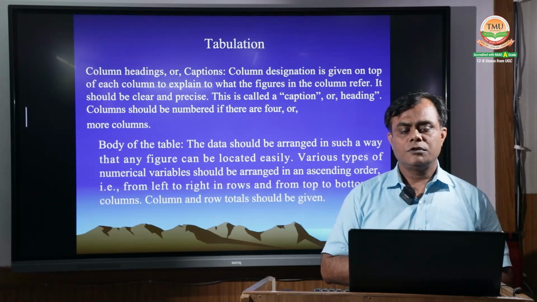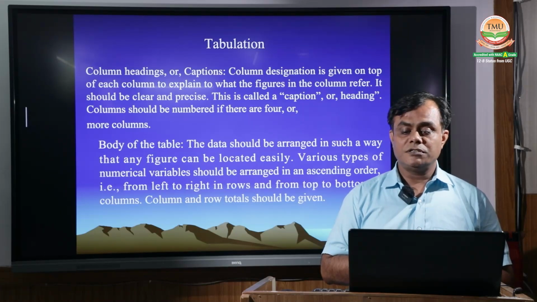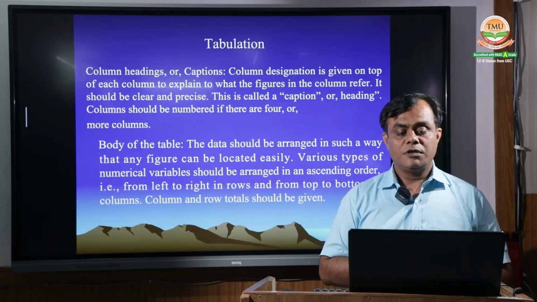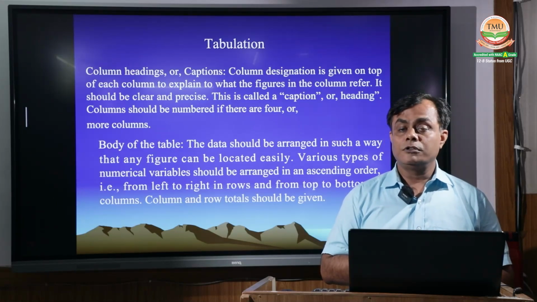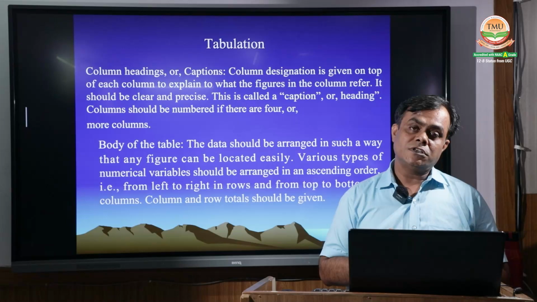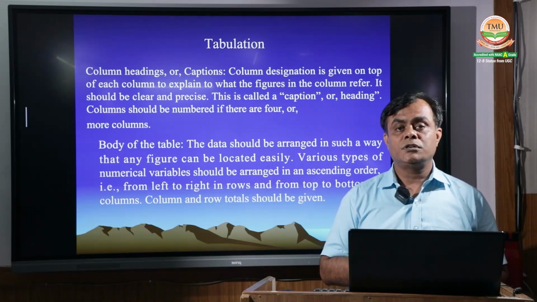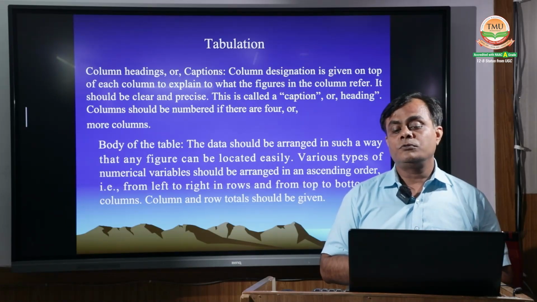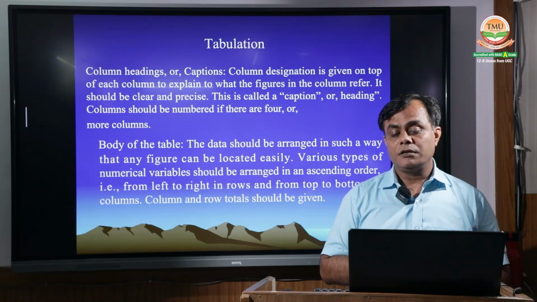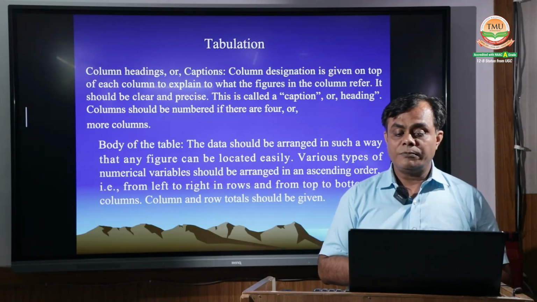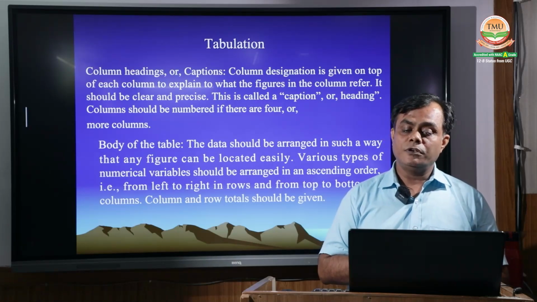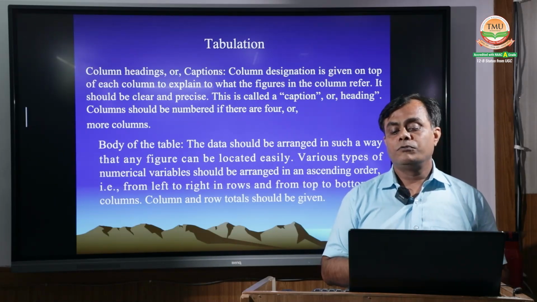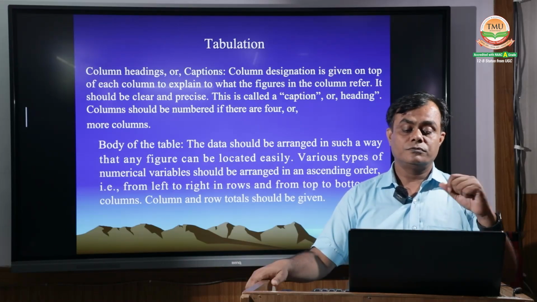Next is the column heading, or the caption. The column designation is given at the top of each column and explains what the figures in the column refer to. It should also be clear and precise. Whatever the stub, either row stub or column stub, it should be clear and self-explanatory. The column heading is also called the caption, and columns should be numbered if there are four or more columns.